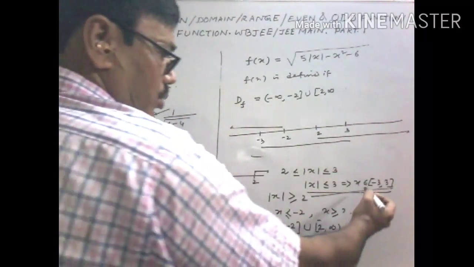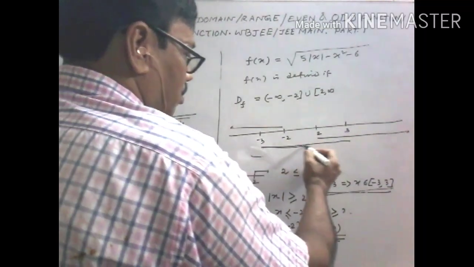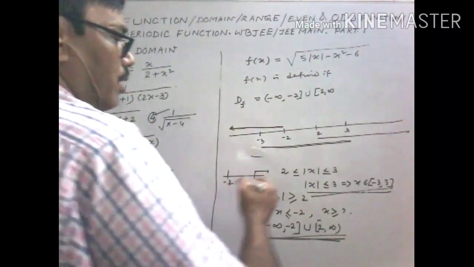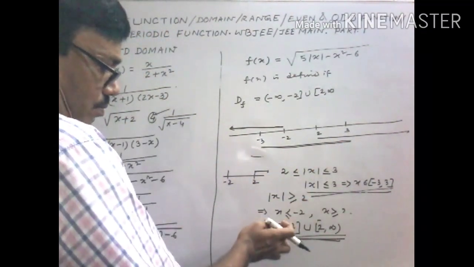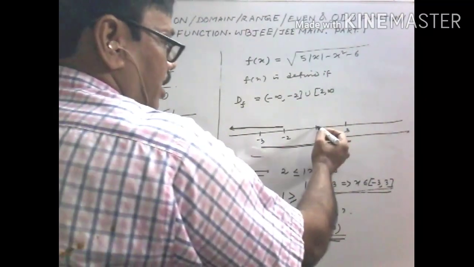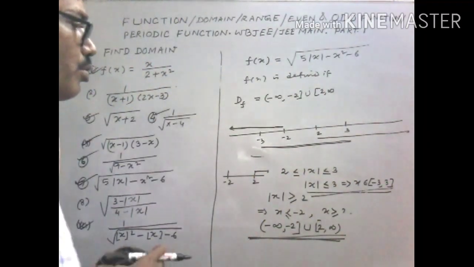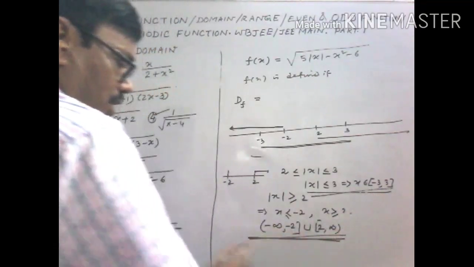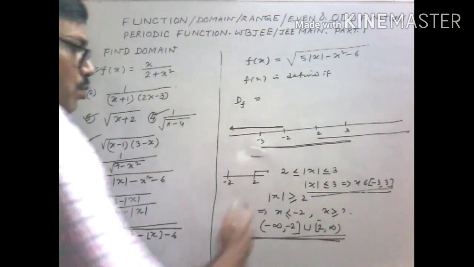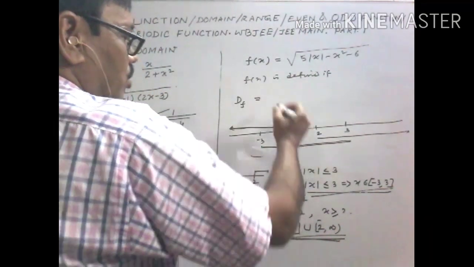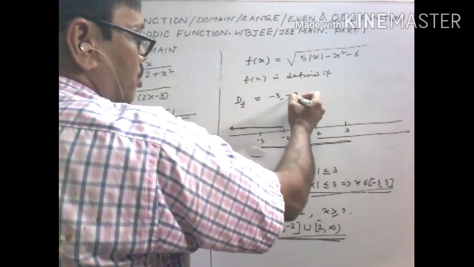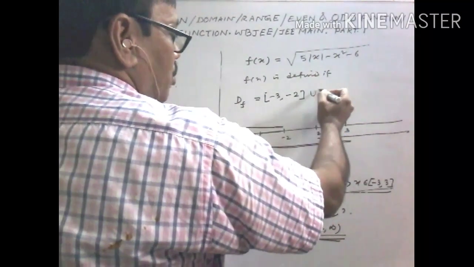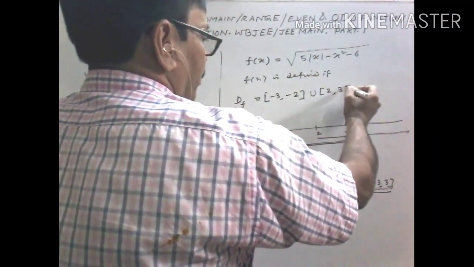Now look at the figure. So this is minus 3 to plus 3, the first one, and the second one is x less than minus 2, and this is x greater than 2. So what is the common portion? The domain is the common portion of this and this. So the common portion is obviously minus 3 to minus 2, union, this part is common, then union 2 to 3.